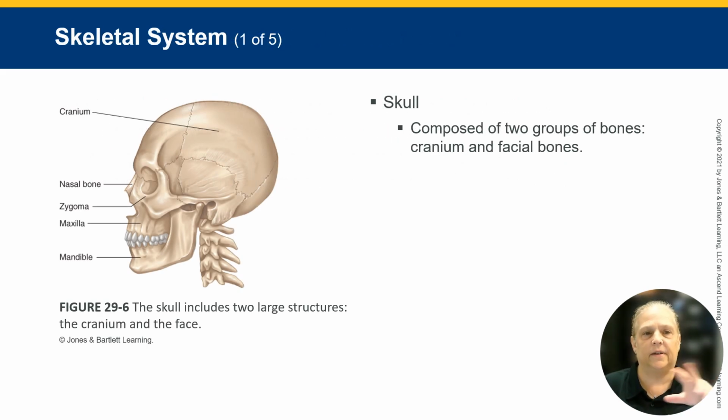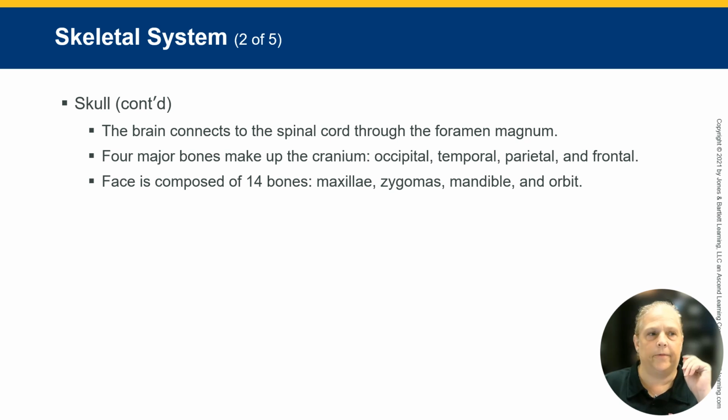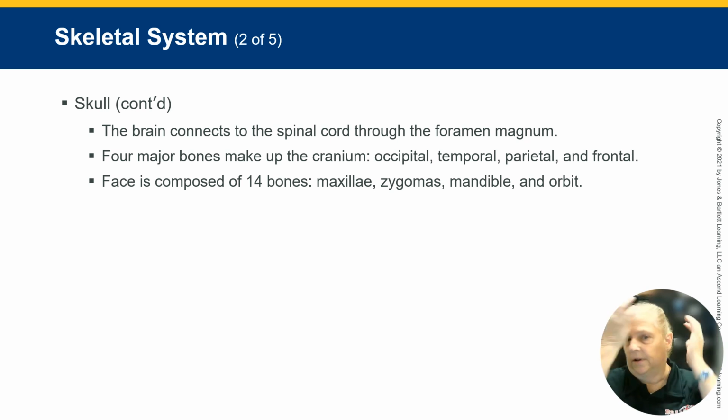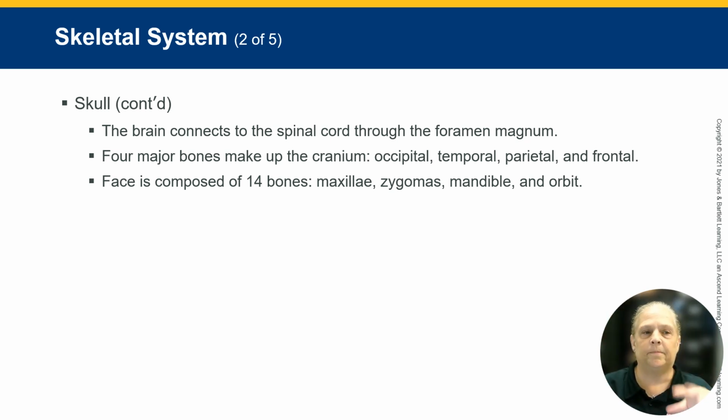You have your skull, you've got your facial bones and your cranial bones, both create the skull. You guys need to know the name of the bones in the skull. Four major bones of the cranium is your occiput, back here, your temporal, parietal, and frontal, okay? You've got 14 bones in your face. Know all 14 of them.